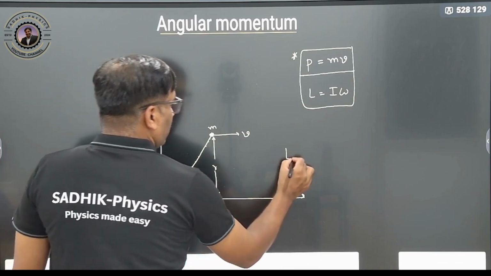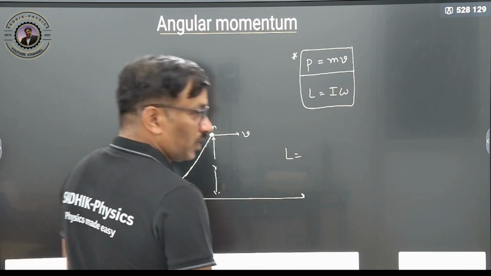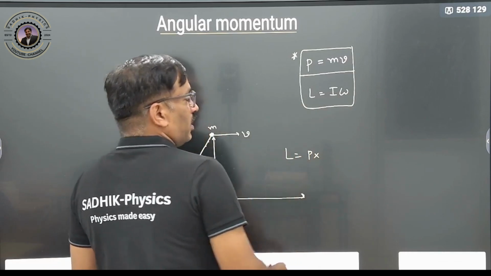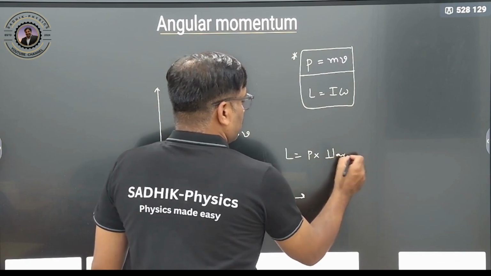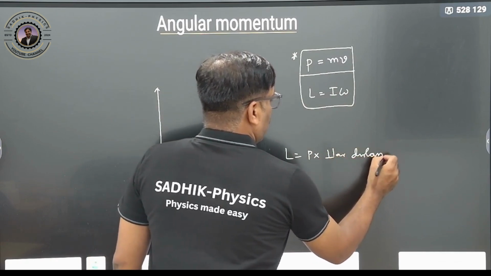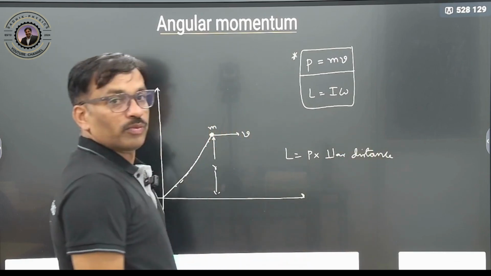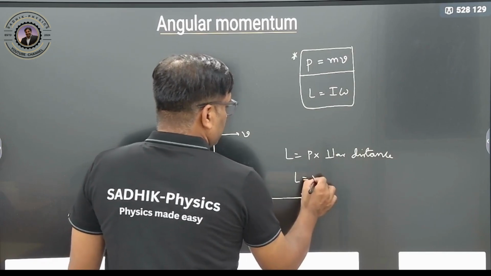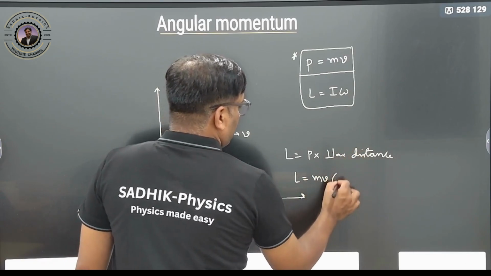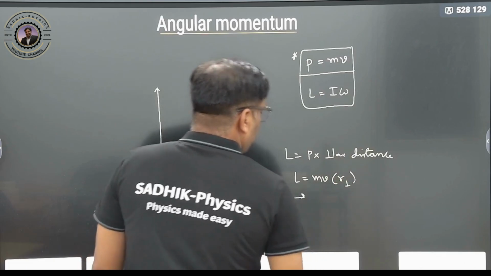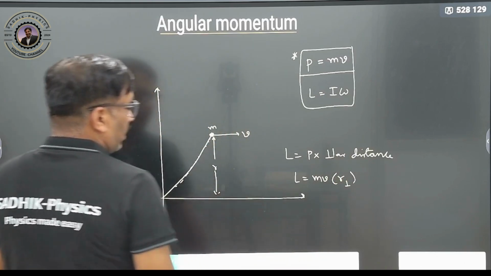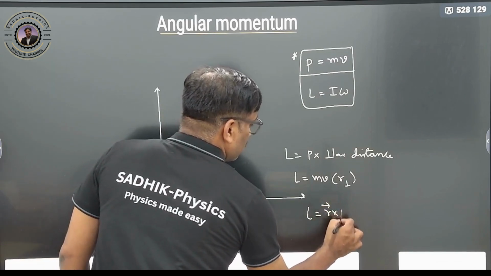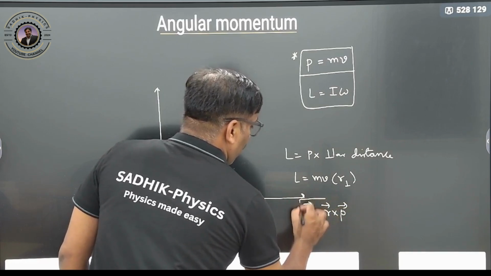So angular momentum is defined as momentum into perpendicular distance, or distance into perpendicular momentum, we can also rewrite it. Therefore L is equal to mv into the perpendicular distance, that is r. In terms of vectors, we can rewrite it as L equals r cross p.